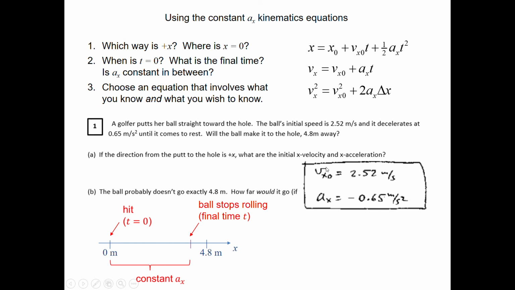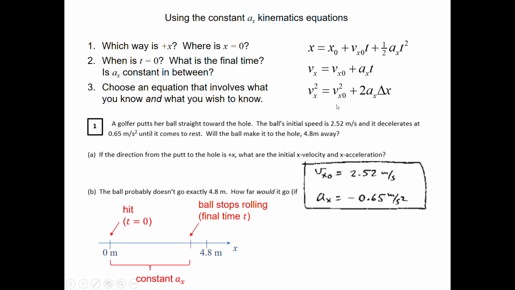So if I put those two in there, the initial x velocity in my chosen coordinate system is positive 2.52. That's just this value that's given there. It's positive because it's going in the plus x direction. But when something is slowing down in the plus x direction, that corresponds to a negative ax. And so the 0.65, which is just the magnitude of the acceleration, has to come in with a minus sign. If I had chosen a different axis direction, I might not have had the minus sign, but for the one I've chosen, those are the initial x velocity and x acceleration.